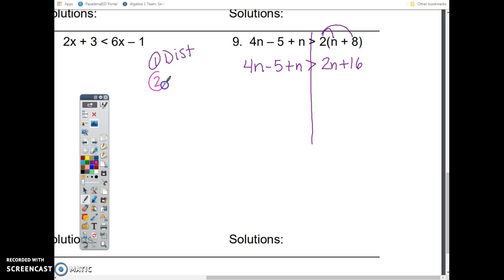Step number 2, combine like terms. Is there anything for me to combine on the left? Which ones? The 4n and the plus 1n. So what's 4n plus 1n? 5n. Okay, everything else comes down. Minus 5. Is there something for me to combine on the right? No, one has an n, the other one doesn't, so bring everything down.